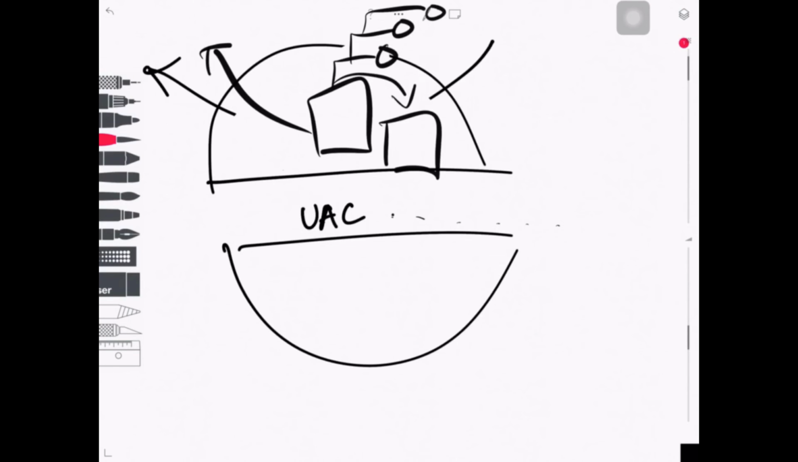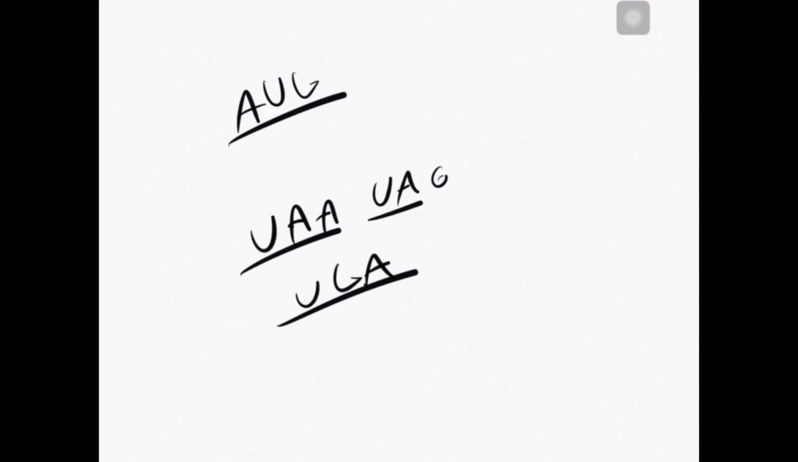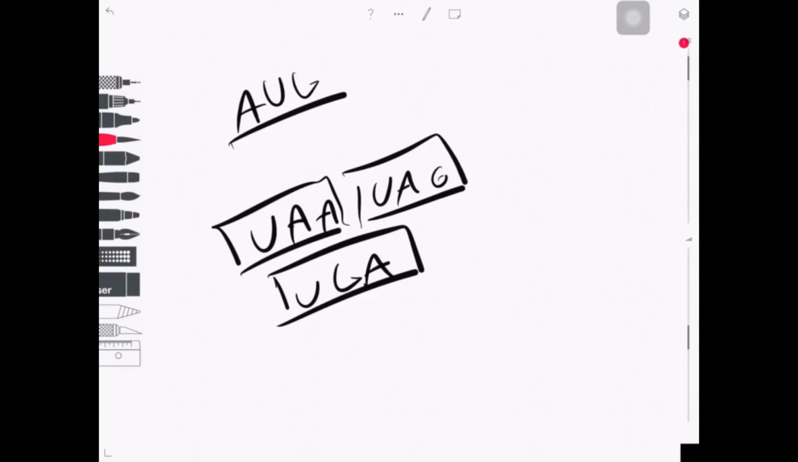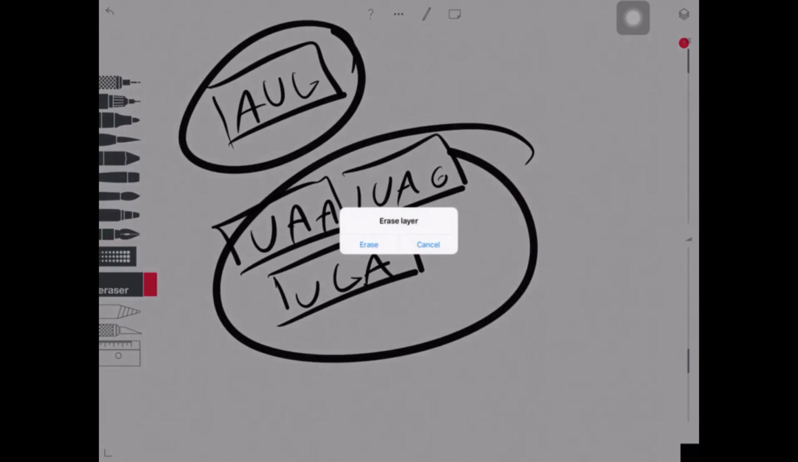And of course, there are signals which indicate the start and the stopping of this whole translation process. You have codons such as A, U, G, which start or begin the translation process. And you have other codons such as UAA, UAG, or UGA, and these codons indicate the stop of the process, or the end of the mRNA segment. Once the ribosome sees that AUG, it knows that the process is beginning, or when it sees one of these, it knows that the process is ending.